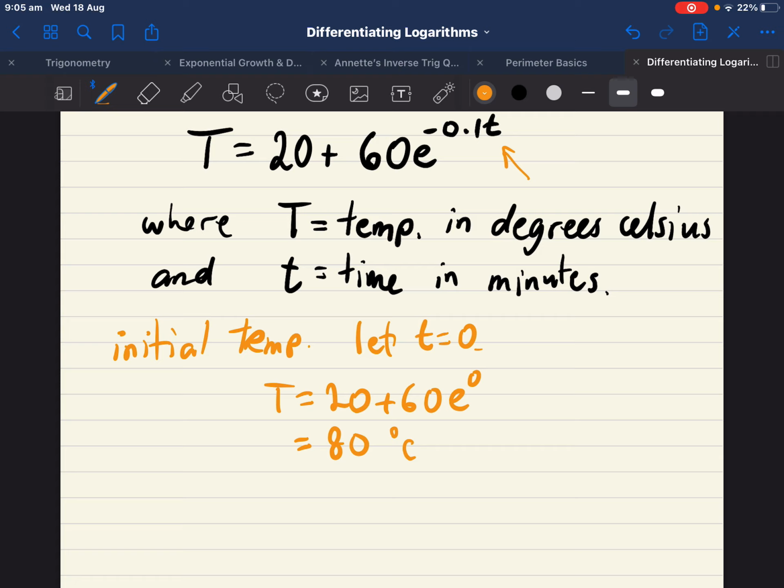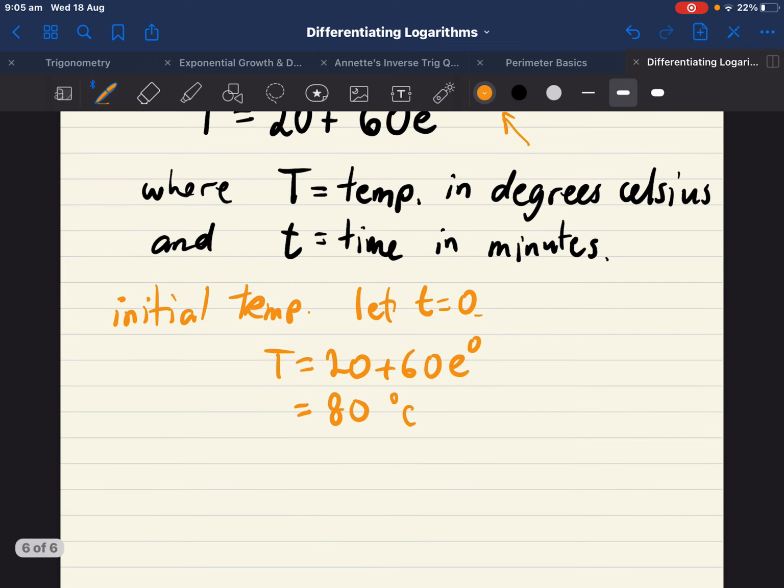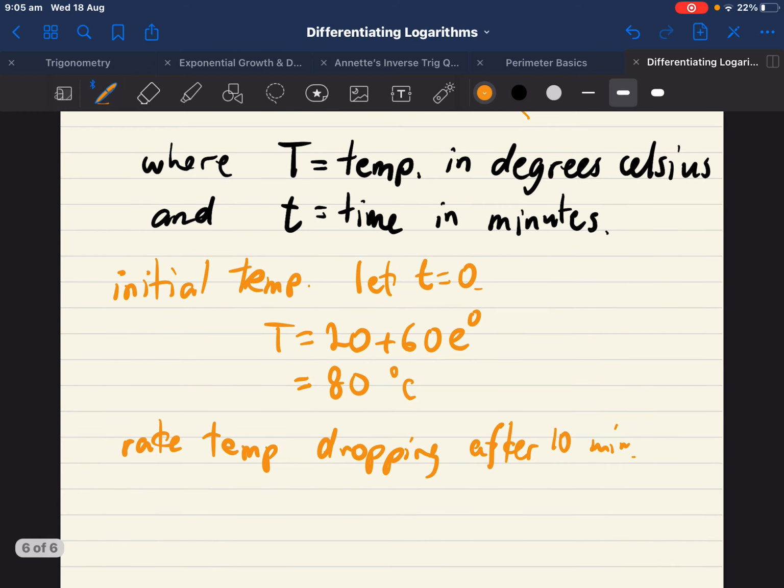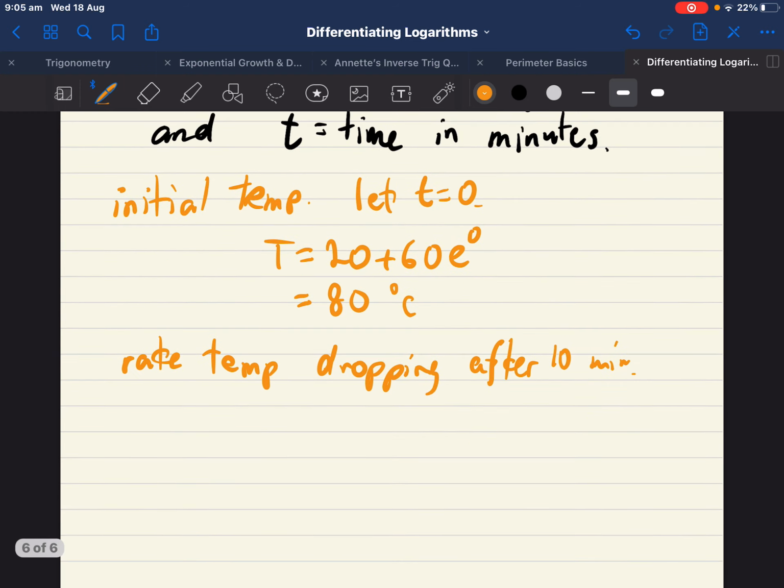I guess because we've been covering differentiation and rates, it would make sense to have a question related to that. Let's say, at what rate is the temp dropping? I'm assuming it's going to be a negative gradient here. At what rate is the temp dropping after, let's say, 10 minutes? Okay, so in this particular case, if you want to find the rate of something, you've got to differentiate.